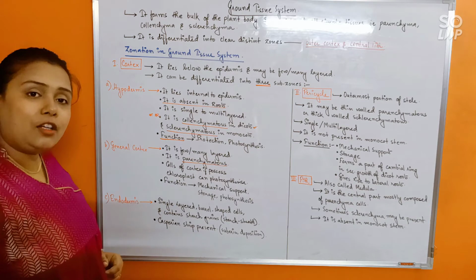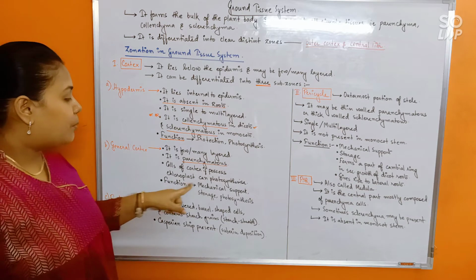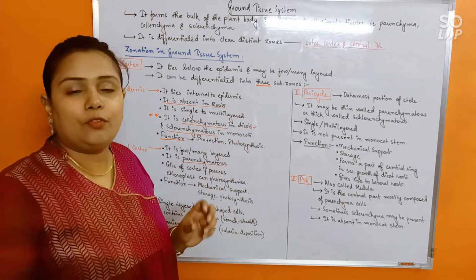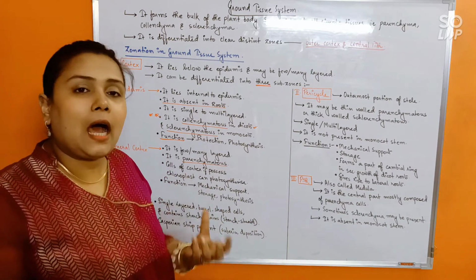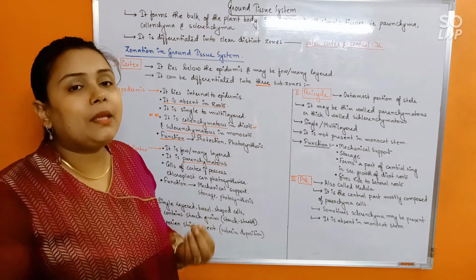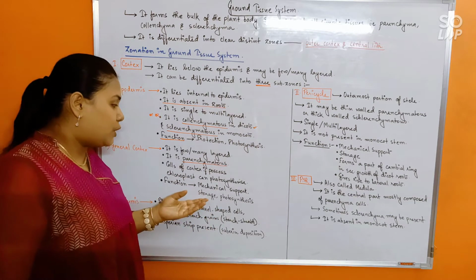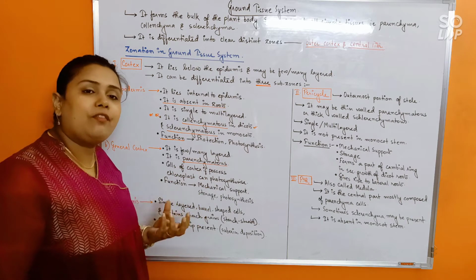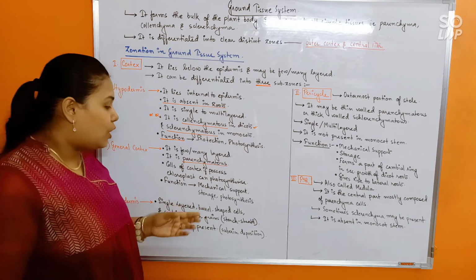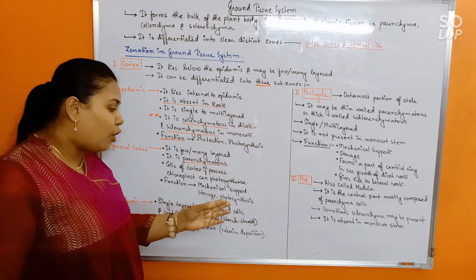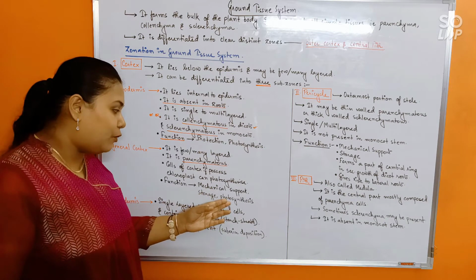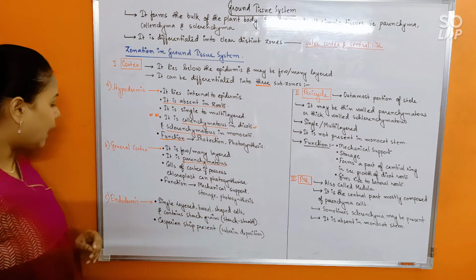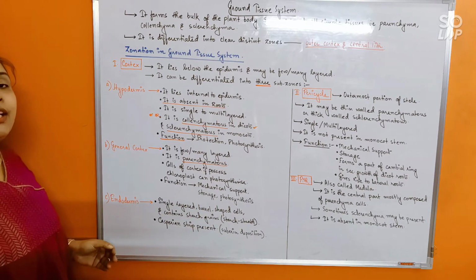And finally, the function. Function would be providing mechanical support, because cortex is going to form a bulk of the plant body, isn't it? So, it will allow the plant body to have mechanical support. Storage, because it's finally made up of parenchyma cells. Parenchyma cells, wherever present, will provide storage. So, in that case, storage. And of course, if they possess chloroplast, then they would perform photosynthesis as well. Okay? Now, last is endodermis.